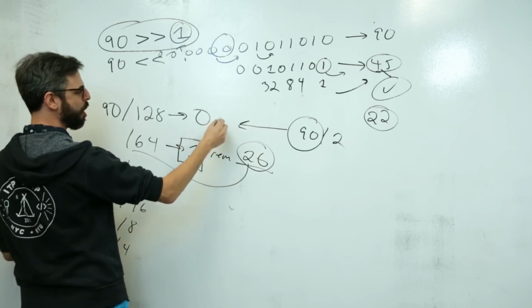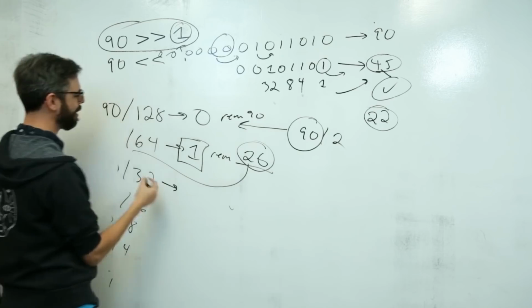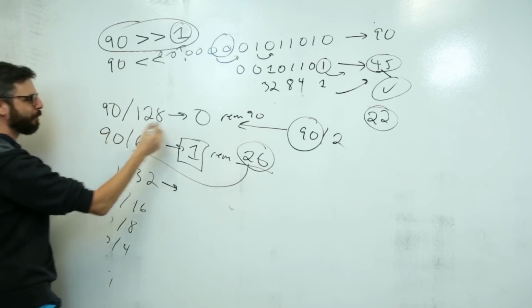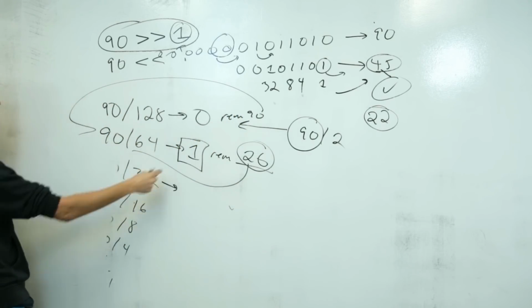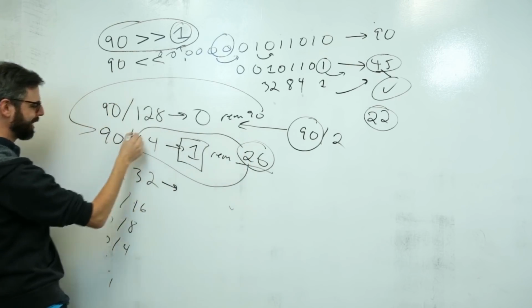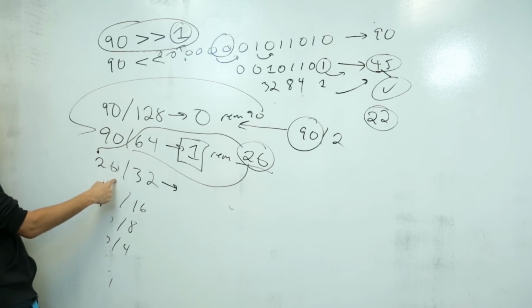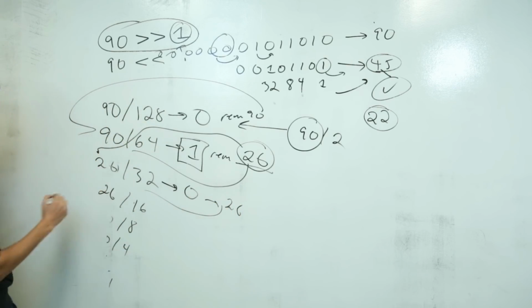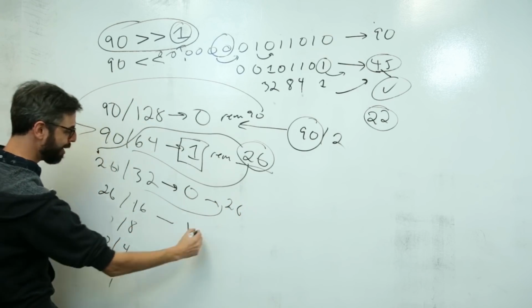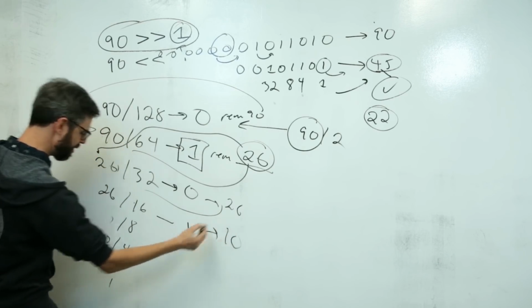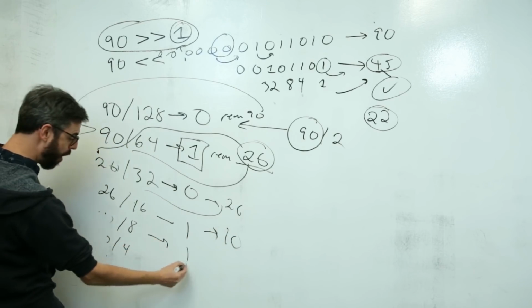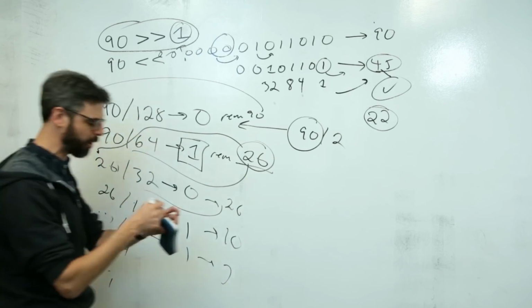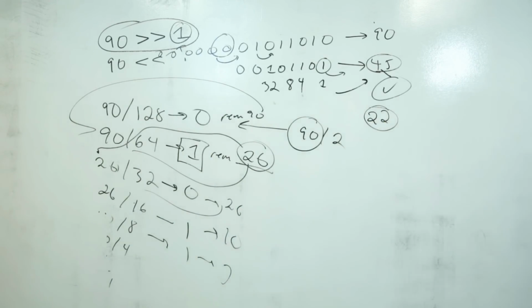So this is 0, remainder 90, basically, right? 0, remainder 90, so that remainder comes over here. Now it's 1, remainder 26. That 26 comes over here. 26 divided by 32 is 0, remainder 26. 26 divided by 16 is 1, remainder 10. Right? 10 divided by 8 is 1, remainder 2. You can see where I'm going here. So I should be able to do this now. Come back over here to the code.